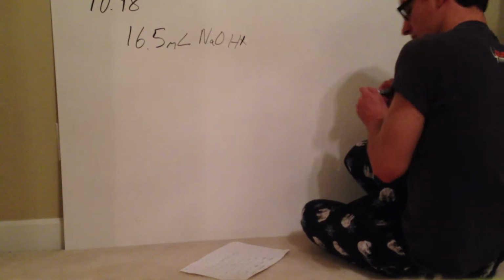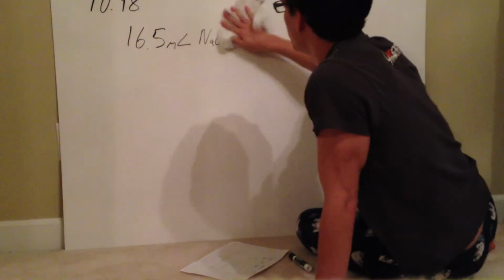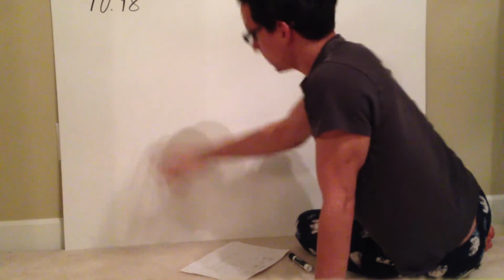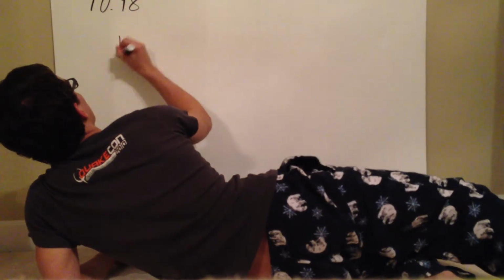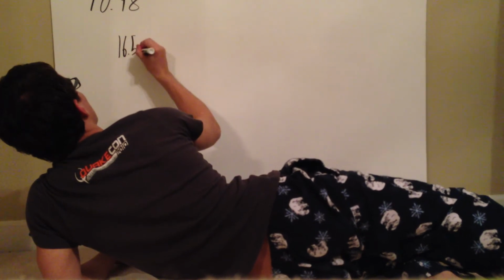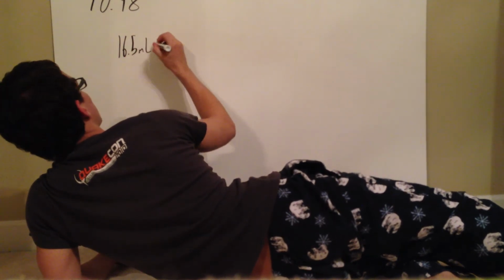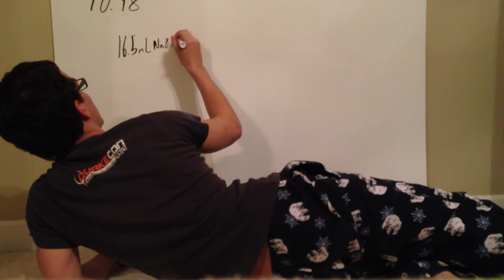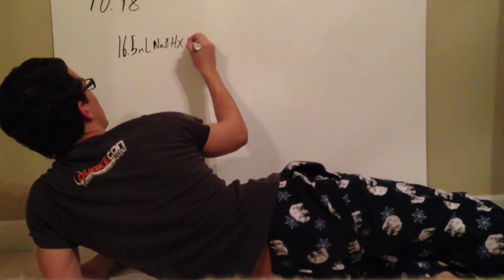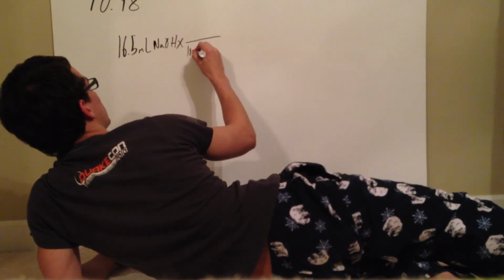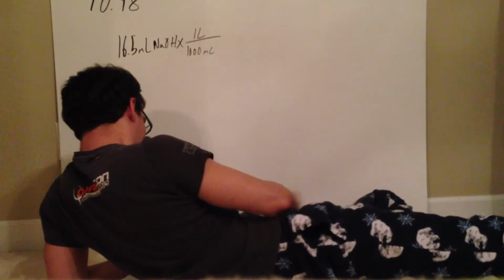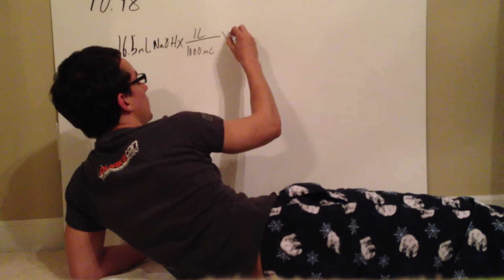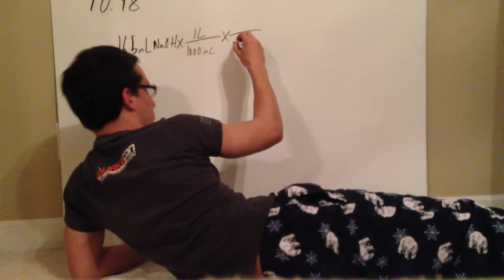Oh, God. I'm writing this way too big. My apologies. I'm going to shrink this down a little bit, so I actually have room to do the whole thing. So we have 16.5 milliliters of NaOH. And we're going to convert that into liters. 1,000 milliliters on bottom, 1 liter on top.